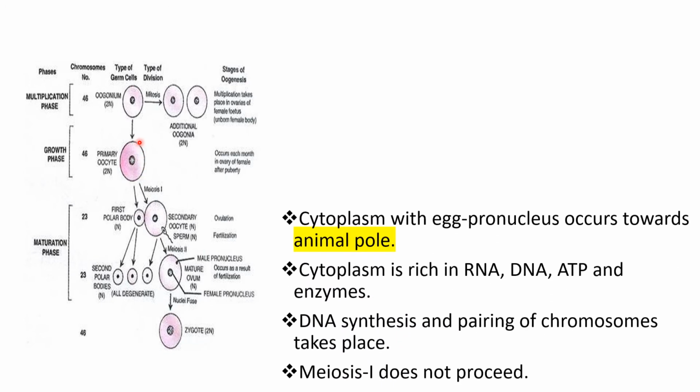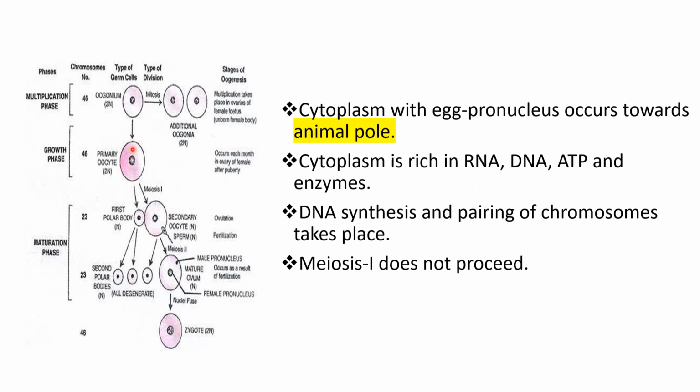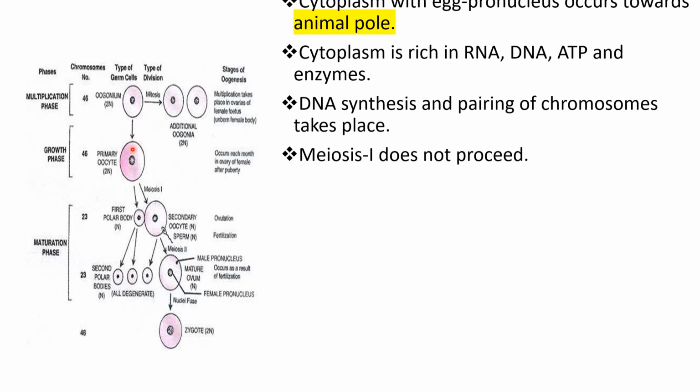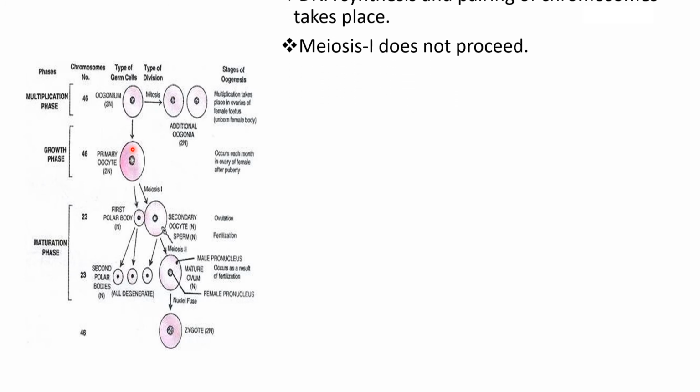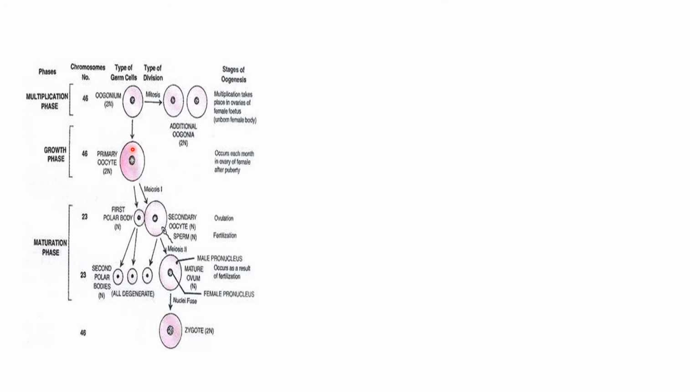Next, come to the animal pole. The animal pole has cytoplasm with the egg pronucleus. Then DNA synthesis also takes place. Then other substances like DNA, RNA, tRNA and some enzymes are also present in this.